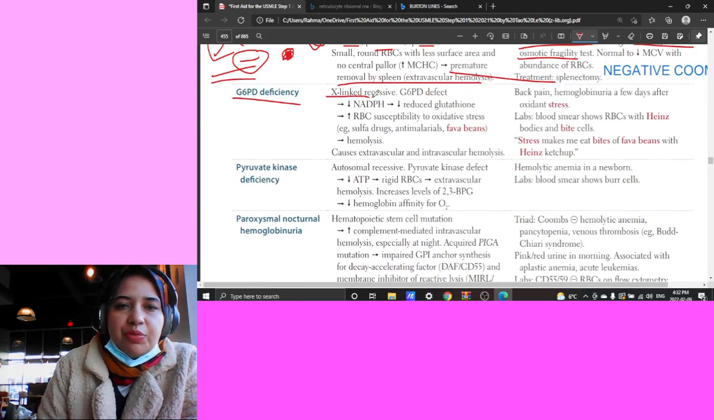G6PD deficiency is X-linked recessive, that's important. So the mother is going to give it to her son.